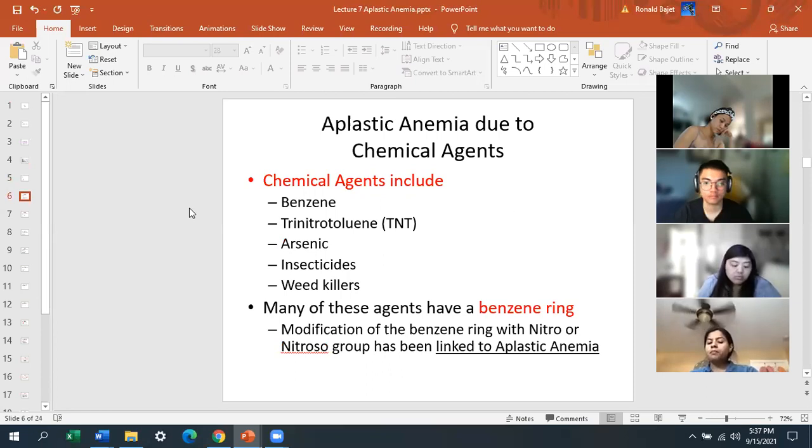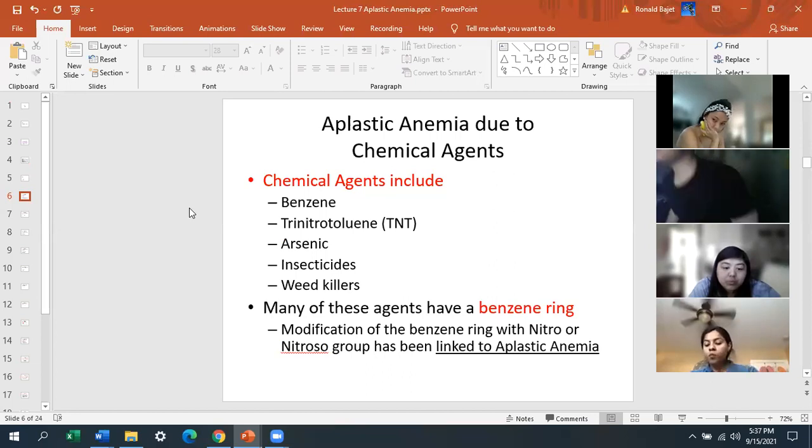Okay, chemical agents that cause aplastic anemia. So benzene, trinitrotoluene, arsenic, insecticides, and weed killers. So a lot of these agents have the benzene ring, and that's actually the source of the aplastic anemia, like trinitrotoluene and benzene. So it's modification of the benzene ring with a nitro or nitroso group that actually has been linked to the aplastic anemia. So the benzene ring, okay?